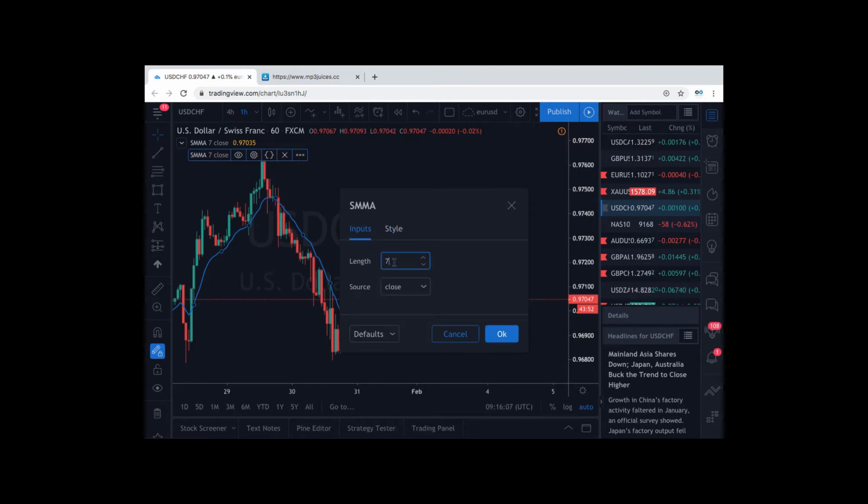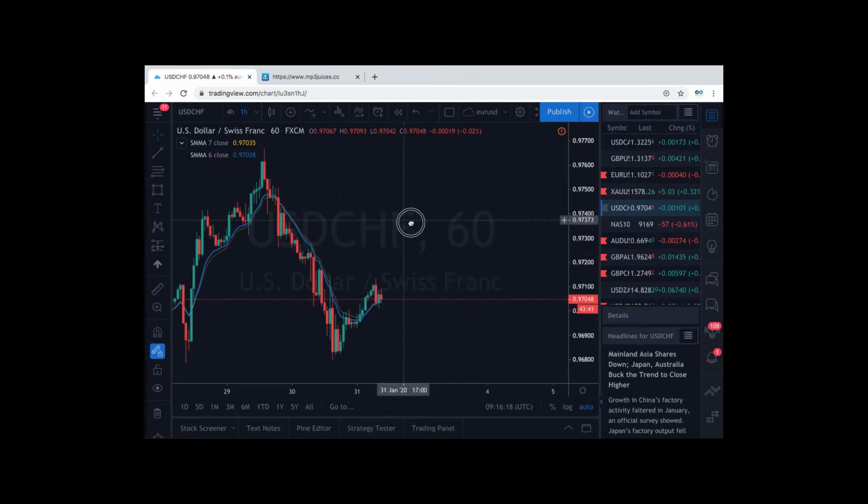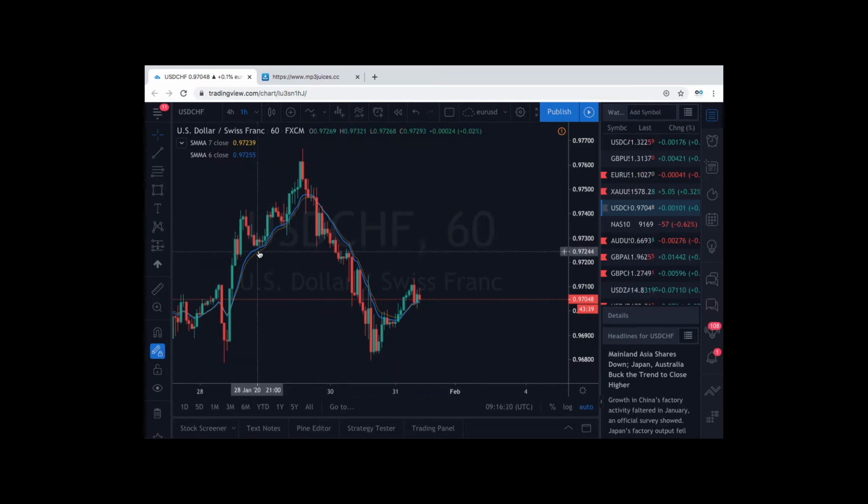And then when you get to length, on the first one, we're going to be typing in 6. So that's going to be our first value. Then you just press OK. Now it's set for you guys. Now you notice that there's now 2, but the other one is just a bit too close to the other one.